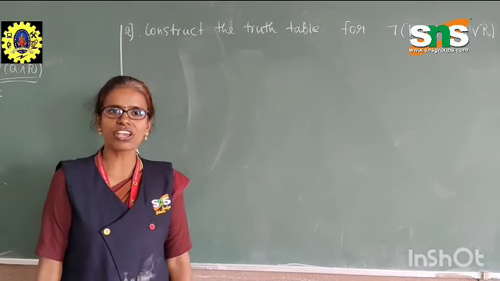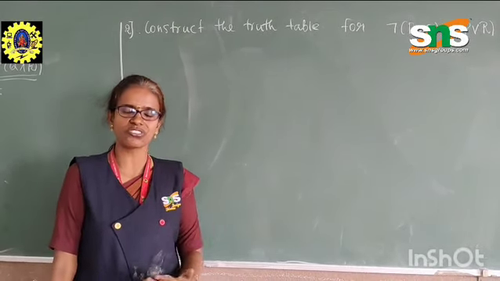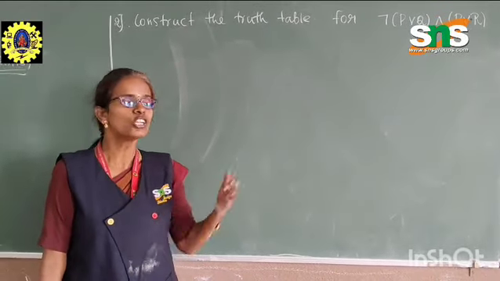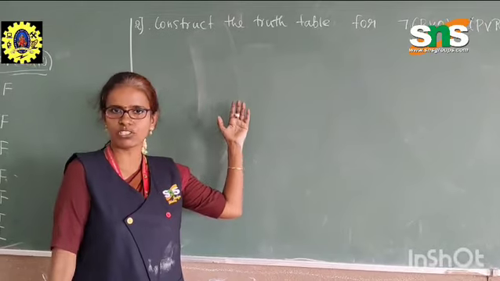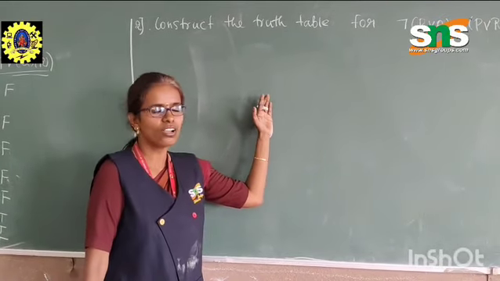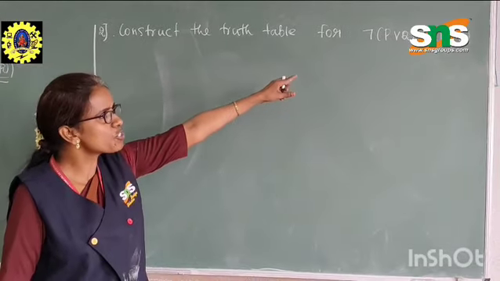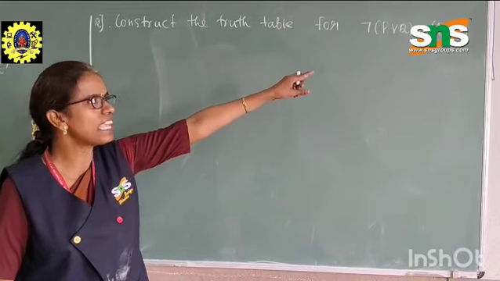So in today's class, we are going to continue the same topic. Already we have done problems under construction of truth tables. Today also we are going to have the same topic. This is problem number 2. You can see the problem. Construct the truth table for negation of (P→Q) and (P→R).